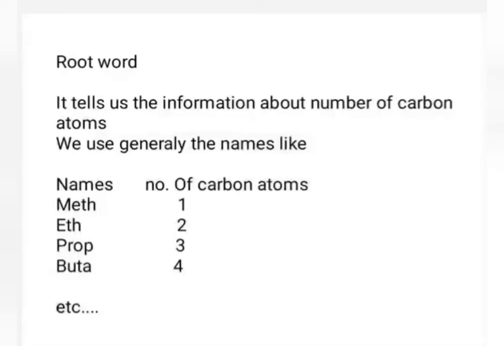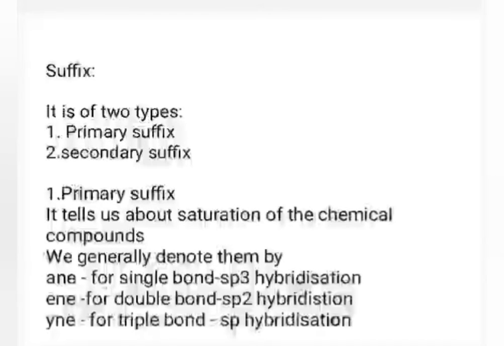Now let us discuss the suffix. Friends, the suffix has two parts: primary suffix and secondary suffix. First let us discuss the primary suffix. Friends, the primary suffix tells us about the saturation of chemical compounds.